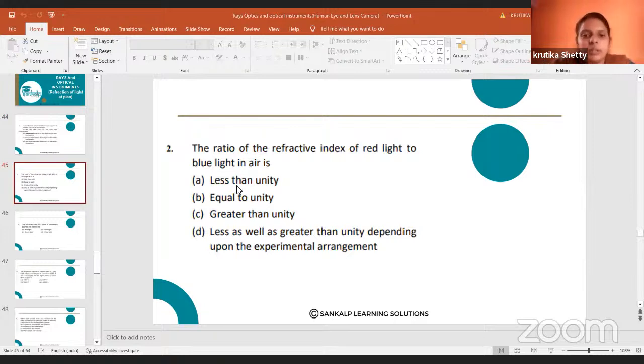Then the next question. The ratio of the refractive index of red light to blue light in air is. So here they are asking you the ratio of the refractive indexes of the red light and the blue light, that too in the air. Whether it is less than unity, or equal to 1, or greater than 1. Or it is less than as well as greater than unity depending upon the experimental arrangement.